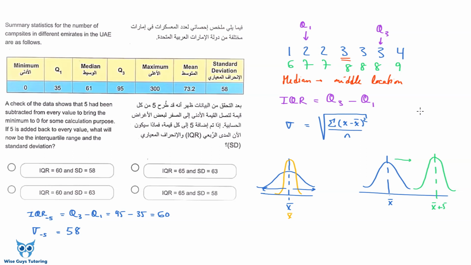It doesn't change the IQR and it does not change the standard deviation. If you are looking at these two curves, they are just as spread out as before. Nothing's changed in terms of the spread. I've literally just shifted everything 5 down the line. So that's why the answer is going to be 60 and 58, because adding or subtracting a constant from a set of data will not change the IQR and will not change the standard deviation either. Okay, let's go to the next one.